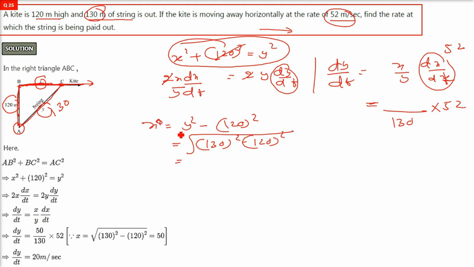X will be equal to, I'm writing directly, 50. This is the final value. So this is 20 meter per second, which will be the final answer. This is dy by dt.